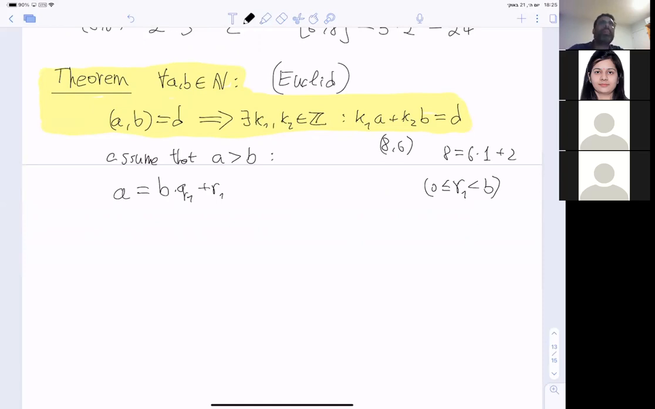And then we take B. We always take a recursion. I mean, we take B, and we do the same thing with R1.